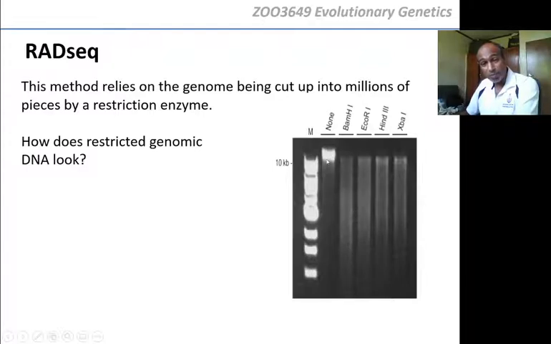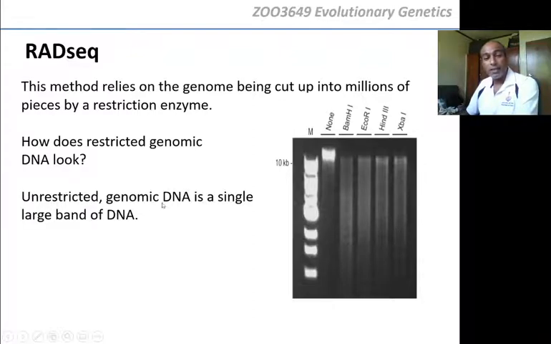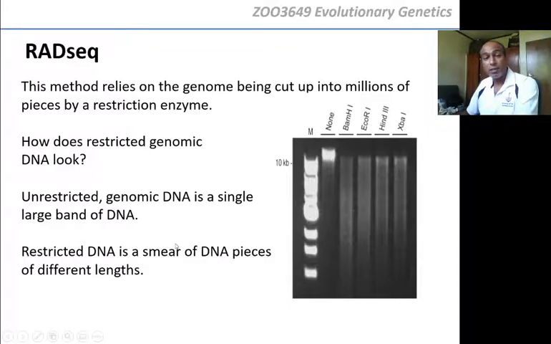You see, it's turned this big piece into millions of different size pieces. So you have big, you have medium, and you have small. Okay? So that is what restricted DNA looks like. The genomic DNA is a single large band, that one there, unrestricted. But when you restrict, you get this restriction smear, because you have so many millions of fragments, all of different size. Because what? The restriction enzyme was just chopping that DNA in that tube.